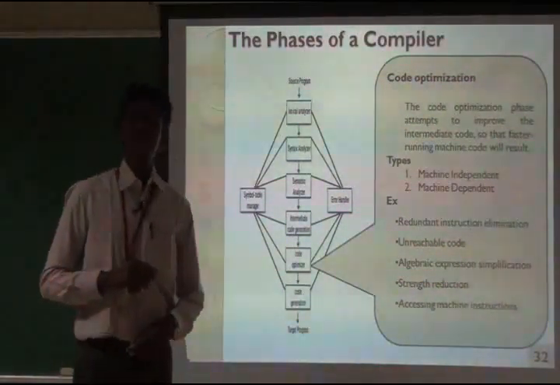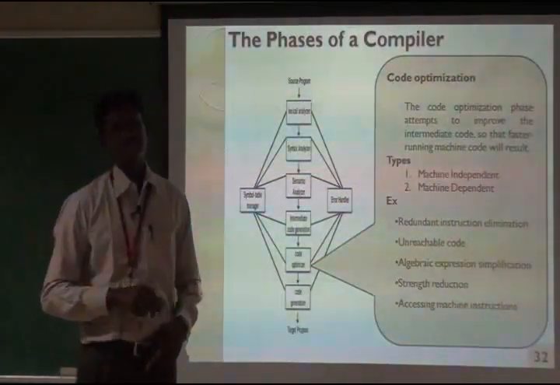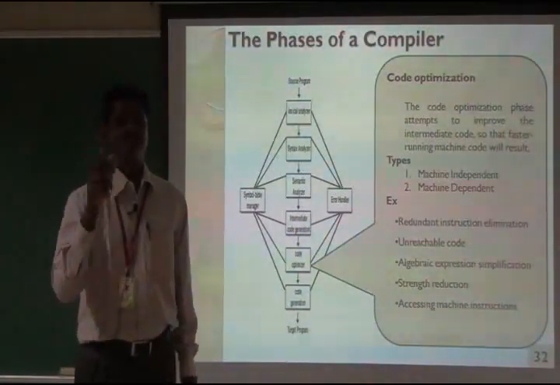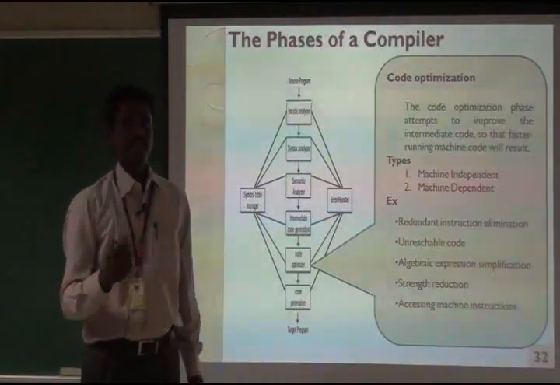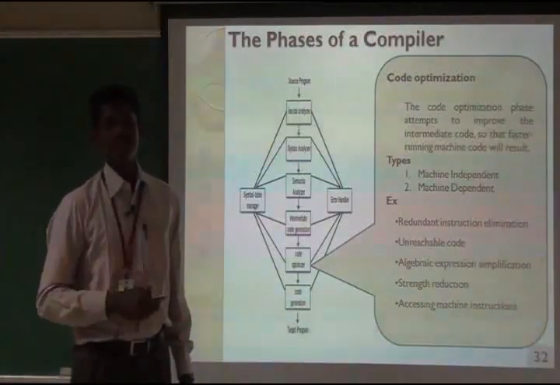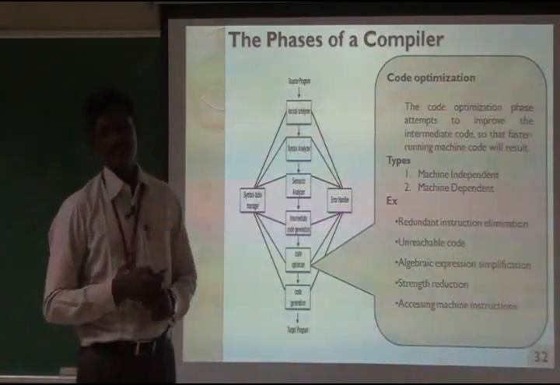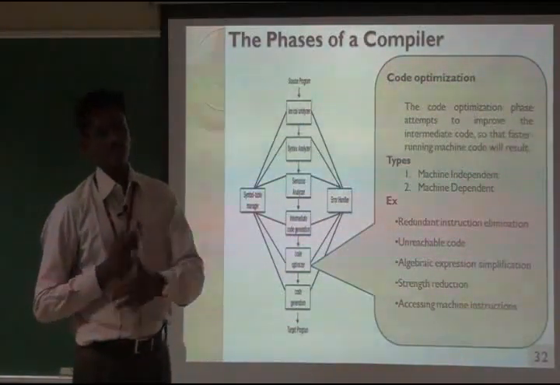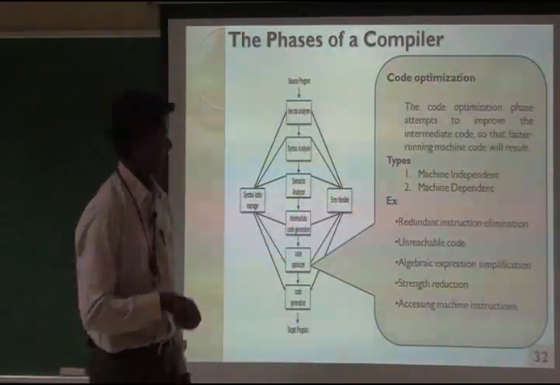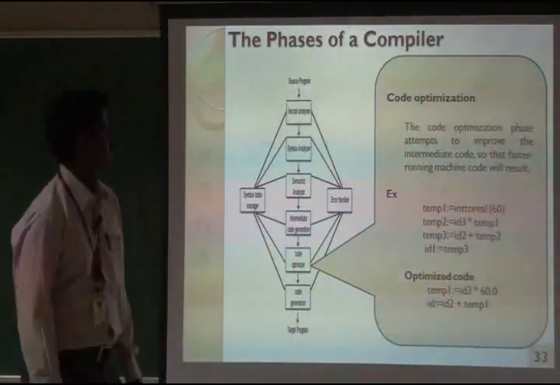And finally, accessing machine instruction. See, there is a statement a equal to a plus 1. For that we would use an add instruction: add a with 1, and you get a equal to a plus 1. But some machines have their own instruction, increment a, inc a. Both are equivalent. Instead of going for two instructions, you go for a single instruction. By doing so, we can reduce the code. So these are the commonly used optimization techniques.